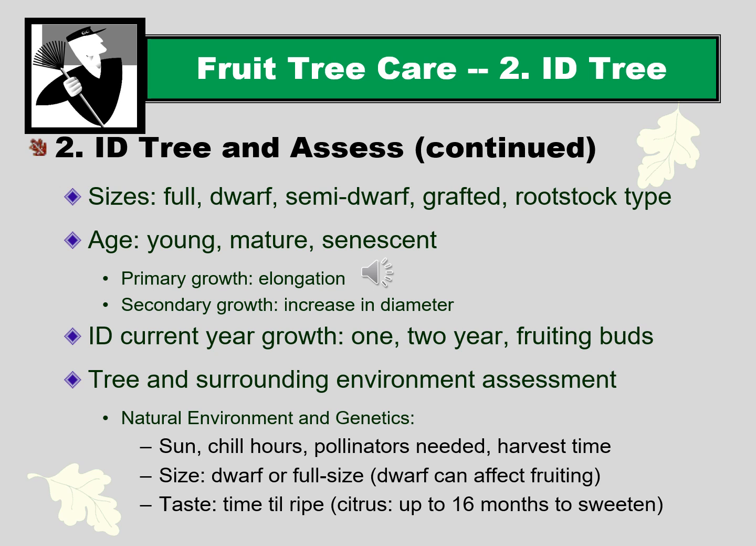Also know if your tree is a dwarf or a full-size tree or a semi-dwarf. Is it grafted? And know the rootstock type. That's going to be helpful for your ability to care for that tree, and especially for pruning. Is this a young tree, a mature tree, a tree that's slowing down if not dying? And know about the surrounding environment too and what that plant needs: chill hours, sun, pollinators, etc. All of these are important for its care.